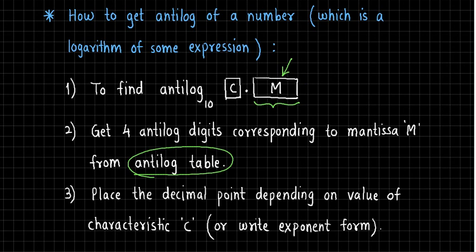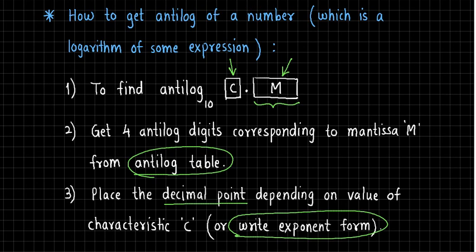So this is where we have to use the anti-logarithms table. Once we have found the 4 digits, the only task remaining is to decide where to put the decimal point in the final answer. We decide that based on the value of the characteristic. Or, to put it in different words, we can rewrite the original number in the exponent form itself, and that gives us the answer.